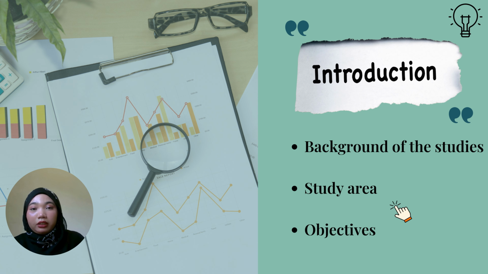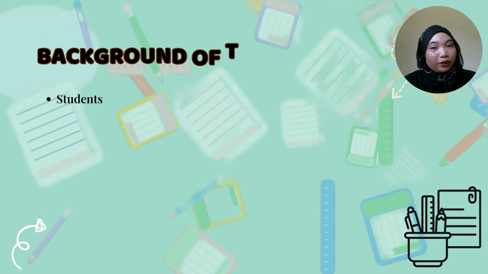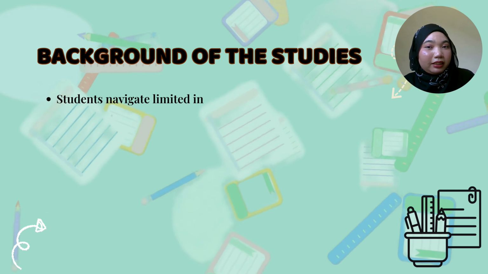The introduction has three columns: the background of the study for this student monthly expenditure, the study area, and the last one is the objective for this analysis of student monthly expenditure and spending habit. We move to the background of the study.